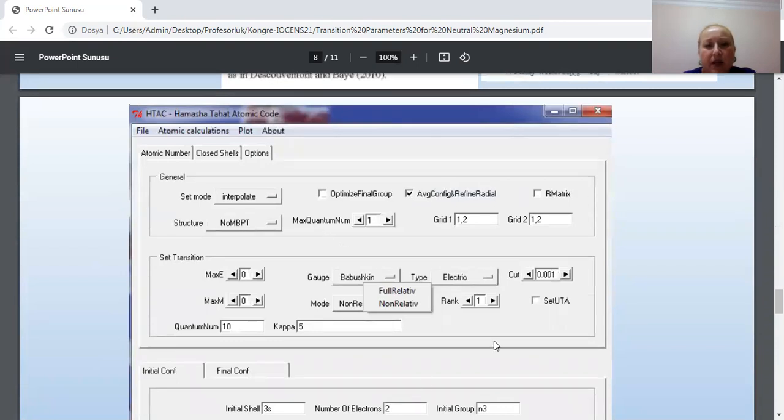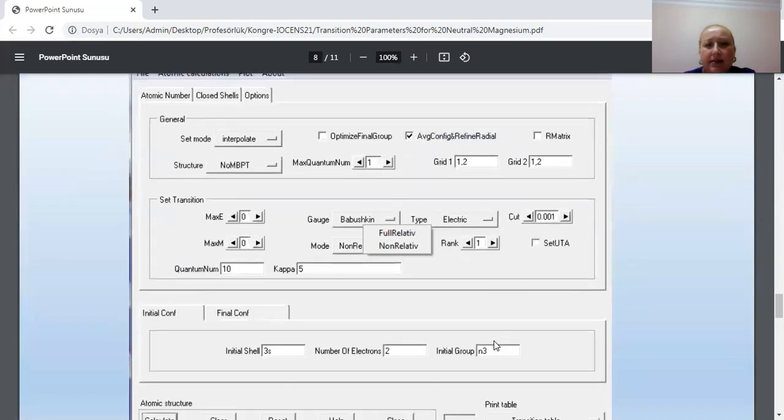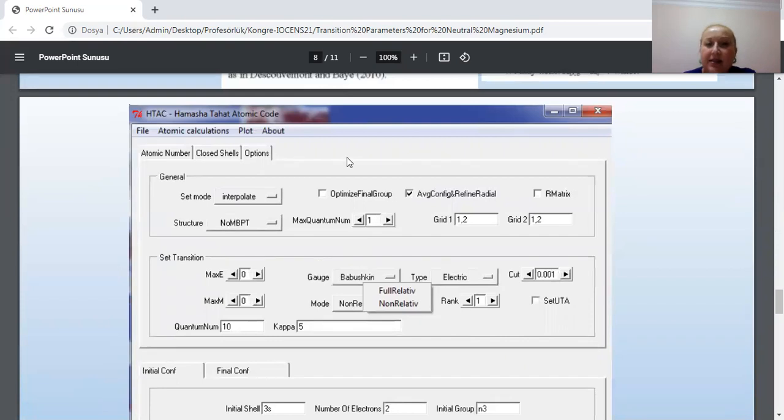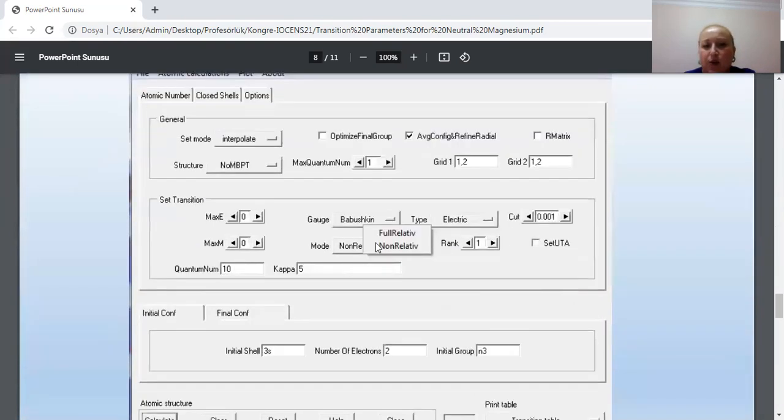And you can see here that this is the program, and on this side I show you the fully relativistic and non-relativistic parts. So we have two options to find that.